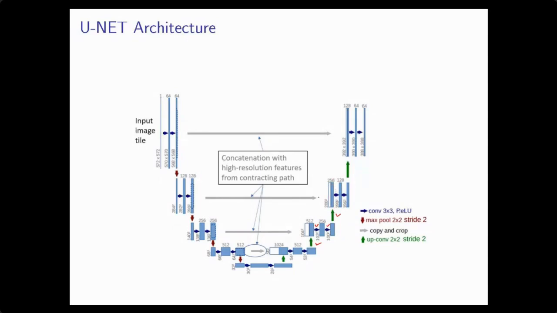Then we will concatenate it with the corresponding layer. Then we perform the two convolutions. Then finally we perform the upsampling again. Then we perform the concatenation, and then we perform two convolutions. This is the final output, two convolution operations.